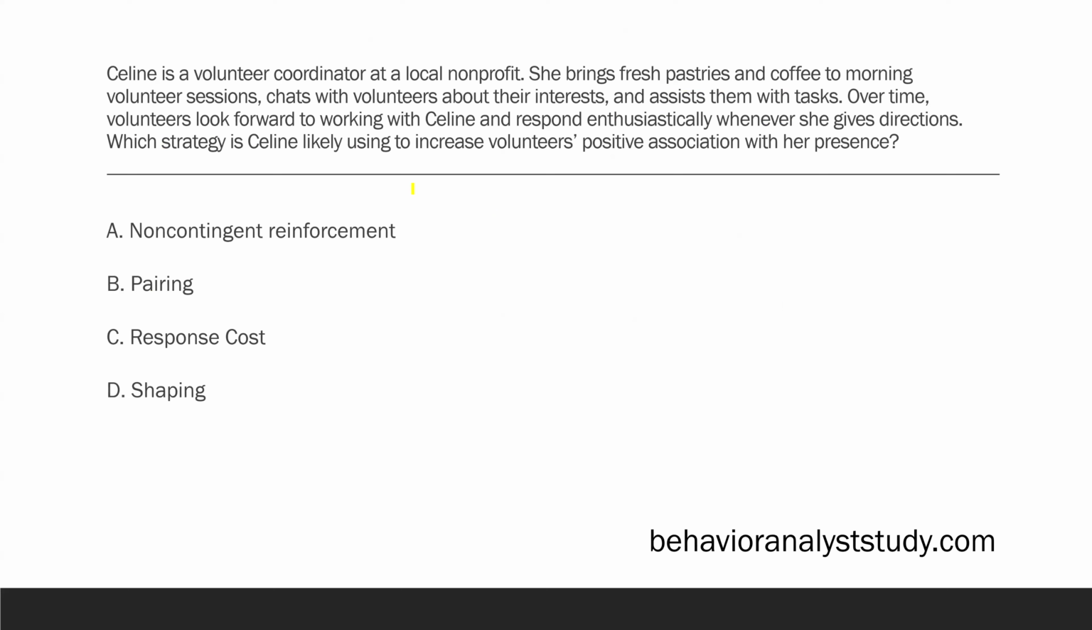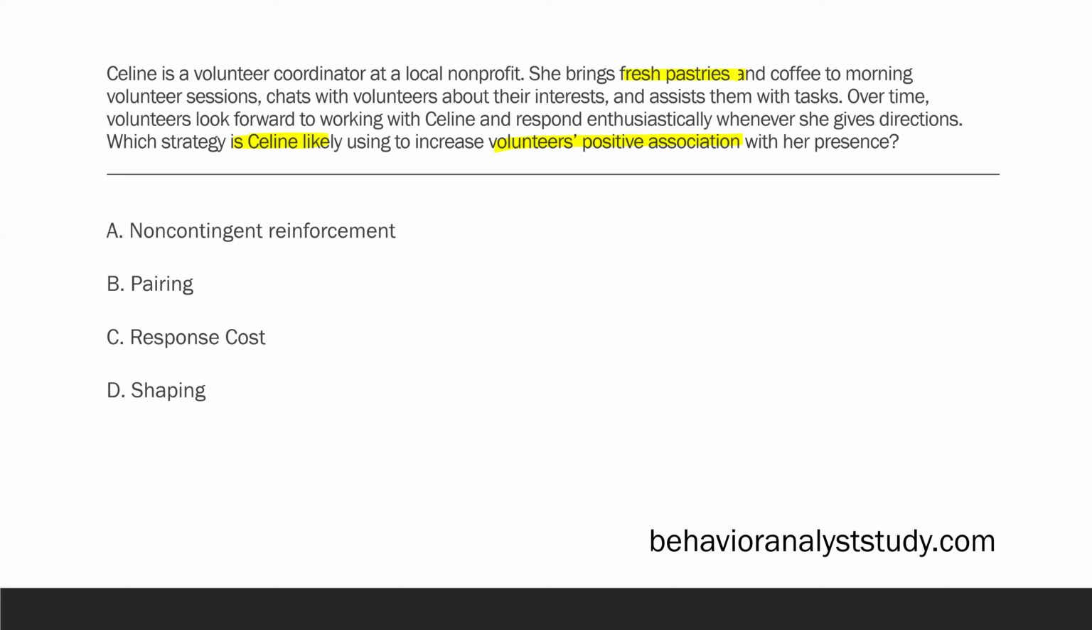Pretty straightforward question here, right? We're looking at Celine, and what is she trying to do? She wants to increase the volunteer's positive association with herself. If we think about what we do in ABA with our clients, we also want to have that positive association when we show up. We want clients to be happy to see us. We want them to be able to work with us. And how do we do that? We do things like building rapport. And when we're building rapport, what are we actually doing? Well, we're trying to pair ourselves with good things, preferred things, reinforcement.